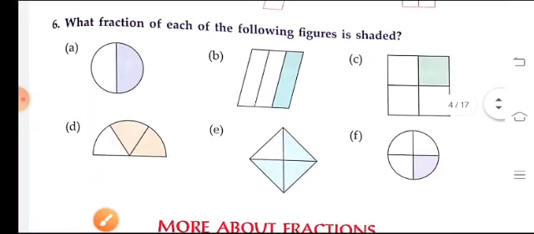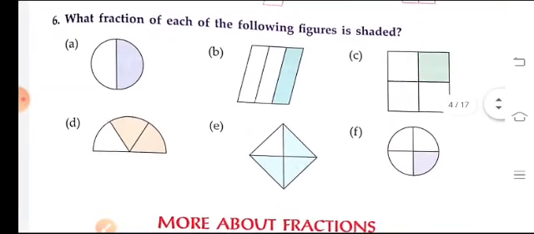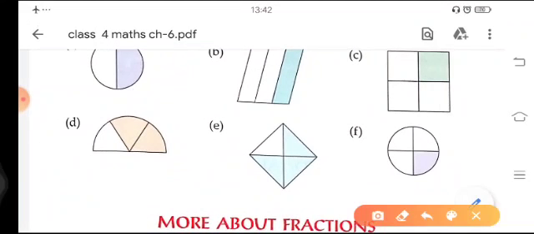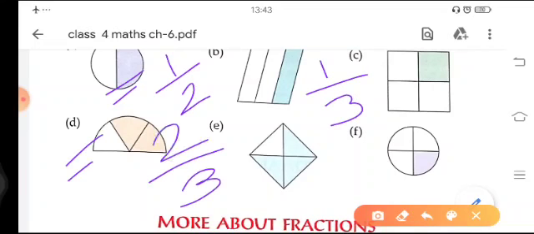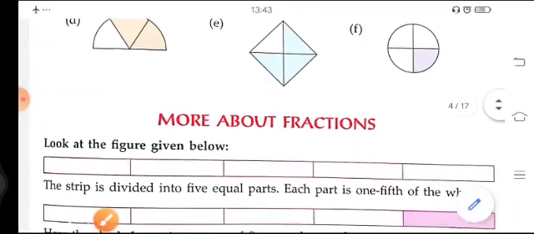Now in question number 6 you have to write the fraction of the shaded portion, right? So if you see a circle, there is only one shaded part and the whole has 2 parts. So you can write 1/2, it means half. In part B there are 3 equal parts and the shaded portion is 1, so that is 1/3. If you see part D, there are also 3 equal parts and the shaded portion is 2, so you can write it like 2/3. So that is very simple, you can say that.